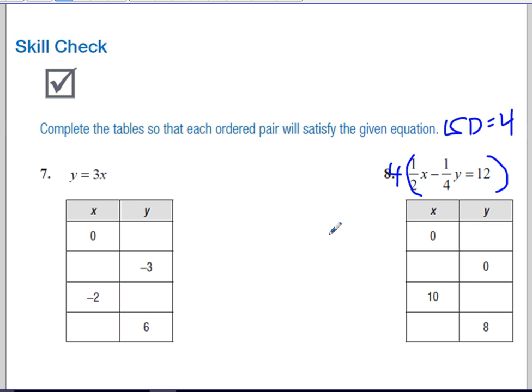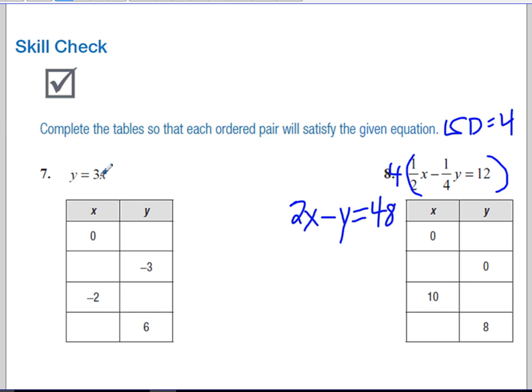And so 4 times a half would be 2. So we have 2x minus 4 times 4 is 1. So we have 1y, which we can make the 1 invisible, so just minus y equals. We can't forget to do 4 times 12, even though 12 is not a fraction, we have to multiply everything. So equals 48. So I could use this equation, 2x minus y equals 48, if I wanted to use numbers that aren't fractions with that one.